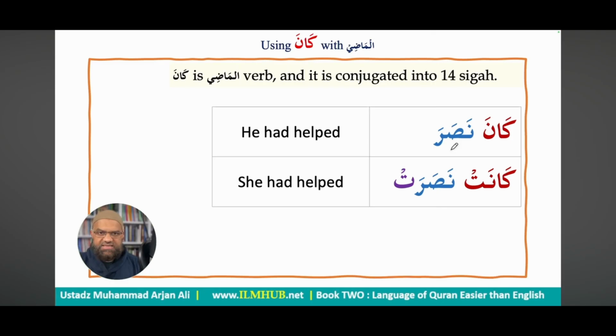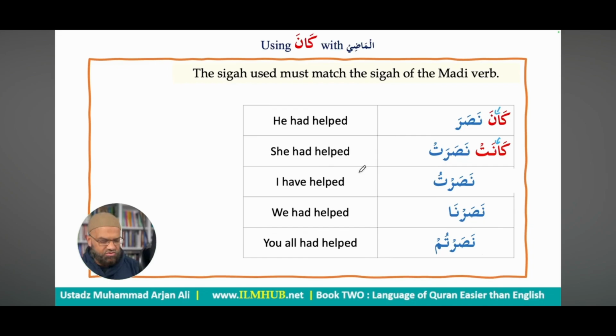So for example, kana is was, right? But it's used with madi, which is past tense, so it denotes something distant, like something that happened in the distant past. And it's conjugated in 14 different ways. For example, in Arabic the plural starts with three or more, because there is a particular dual form used for two things. So there's one, there's two, and then plural starts at three. How you conjugate each of these is going to differ depending on the message you're trying to convey.